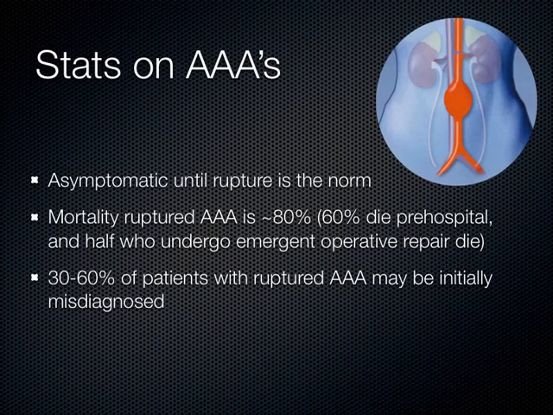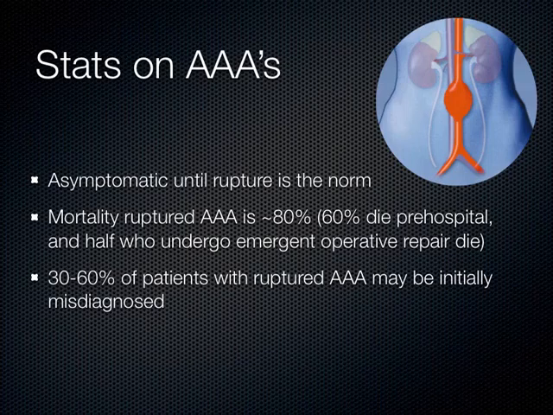Now, the problem with these AAAs, abdominal aortic aneurysms, is that they can be asymptomatic right up until the moment they rupture. You know who had one? Rodney Dangerfield. Did you know that? Yeah, he had a AAA. And he's on all these brochures for AAAs, like, you know, check your aorta out.